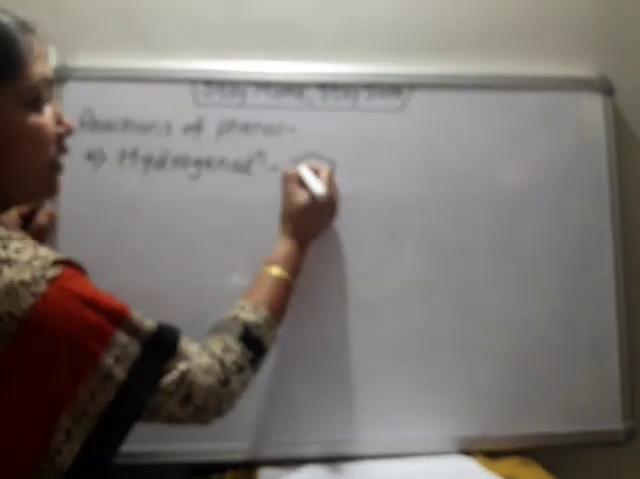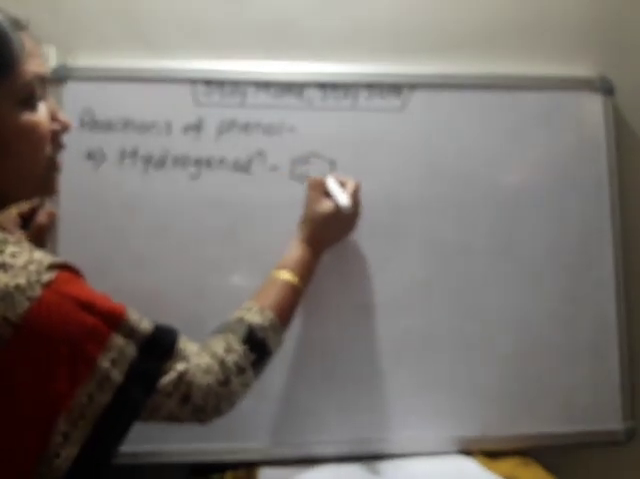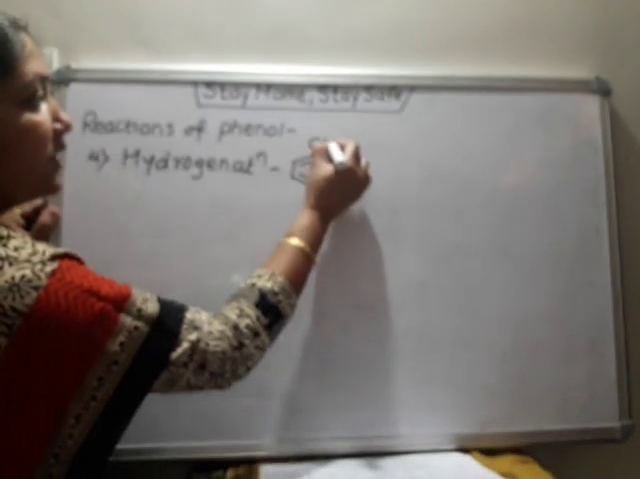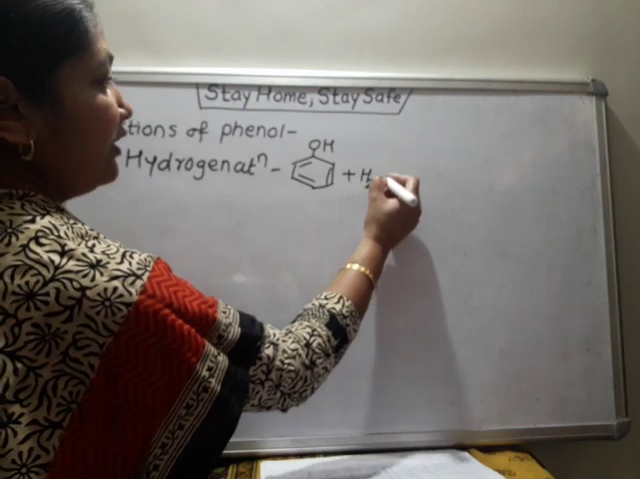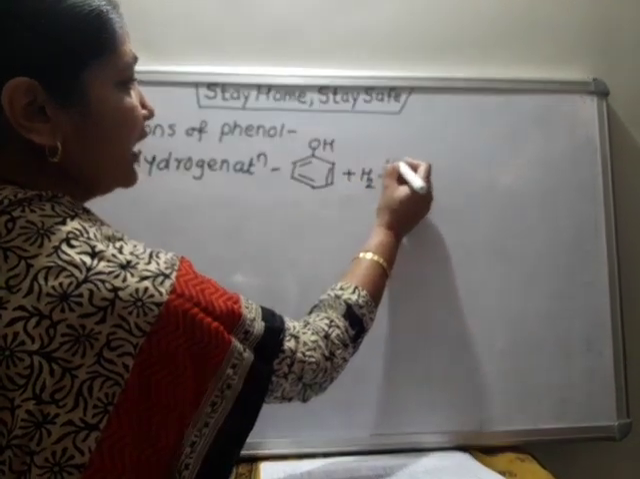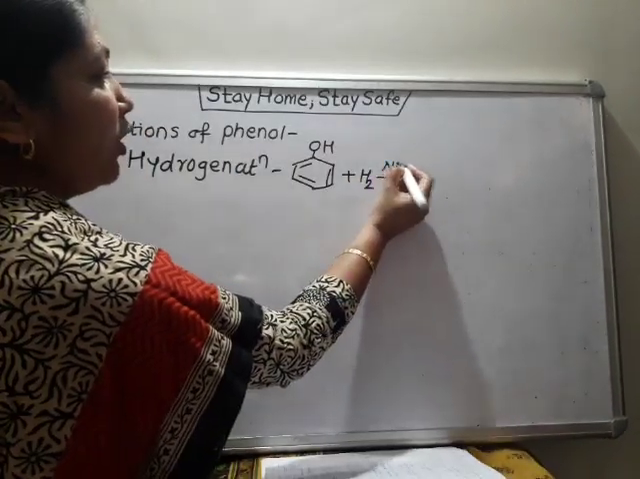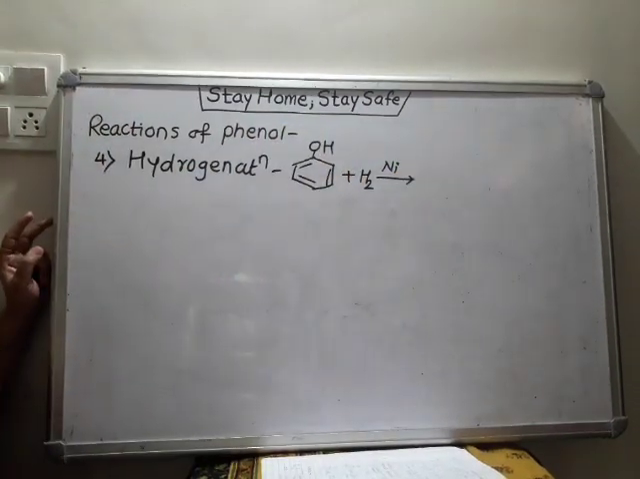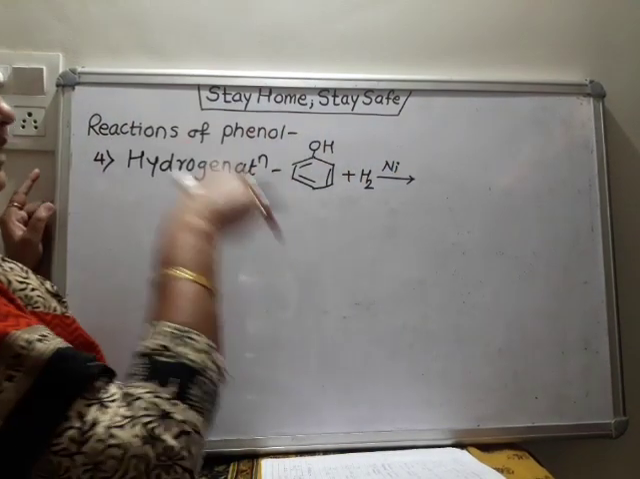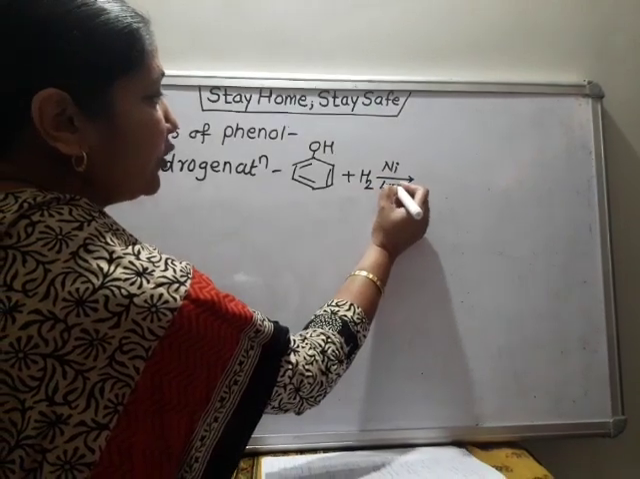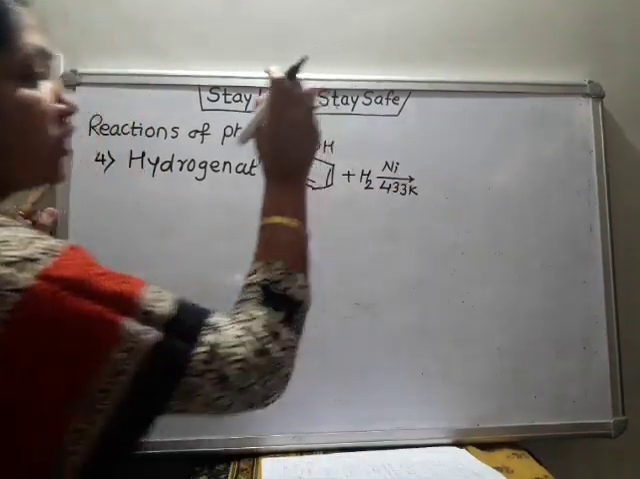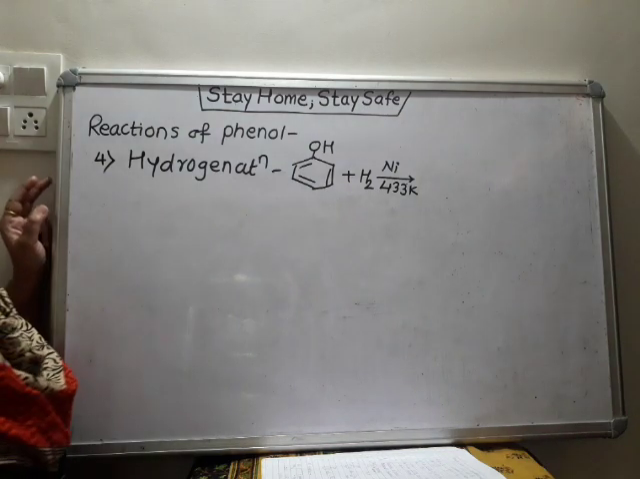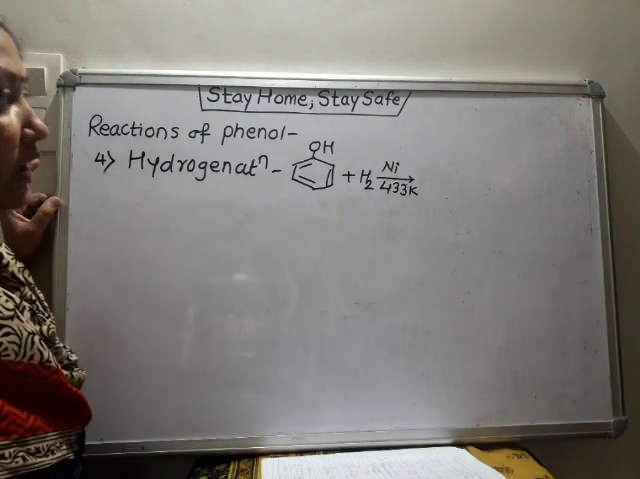Phenol is benzene ring to which this OH group is attached. Hydrogenation means addition of hydrogen. So H2 is added. When we use H2, we have to use catalyst as nickel or platinum or palladium. They have given nickel. If it is nickel, then we have to heat this reaction mixture. So reaction takes place at 433 Kelvin.